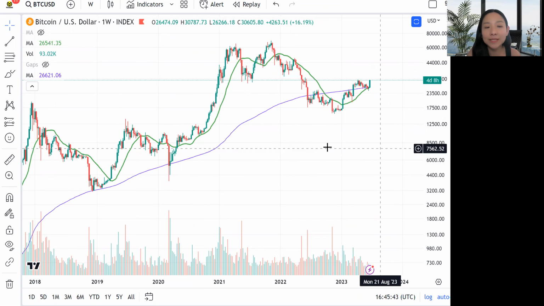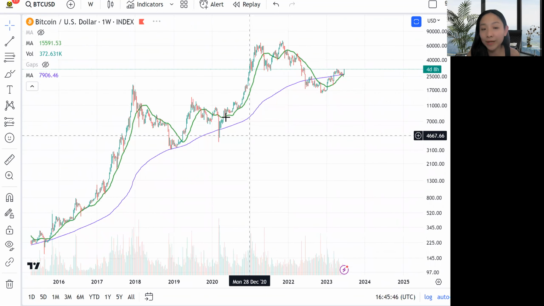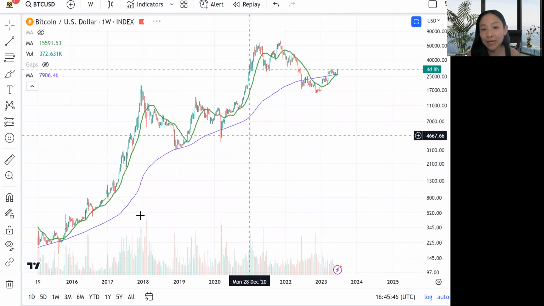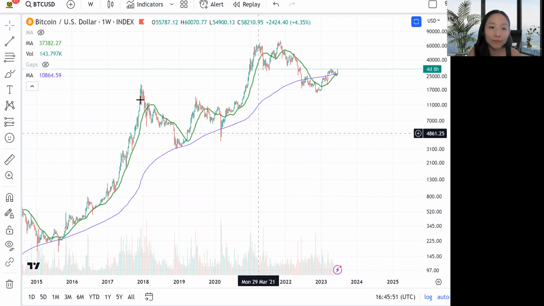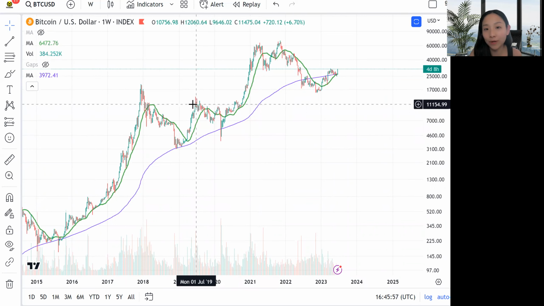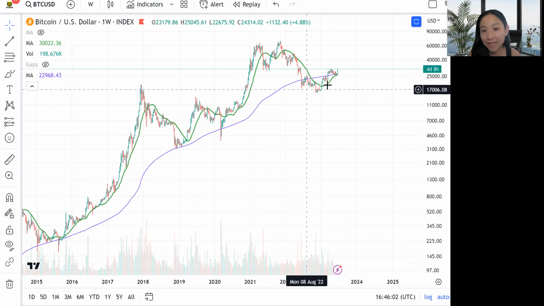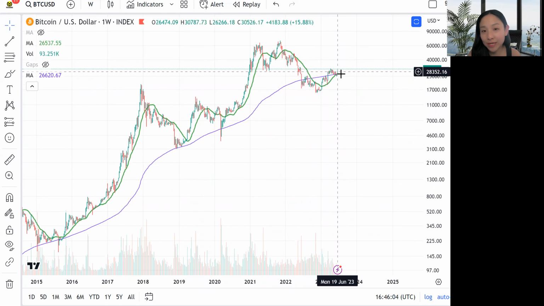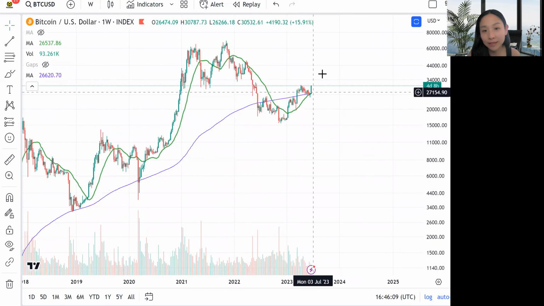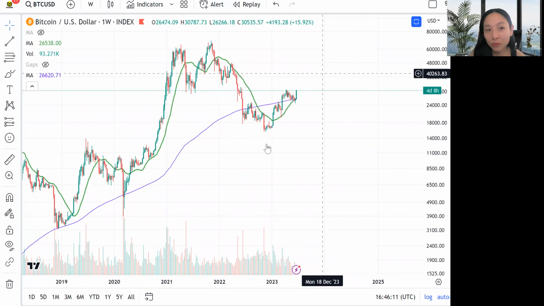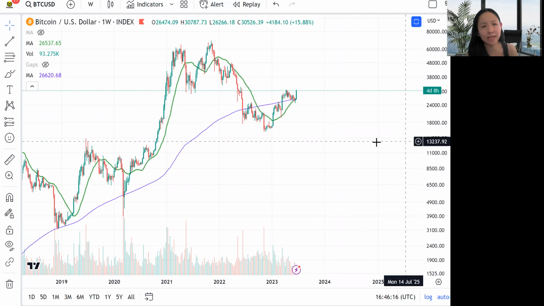Now you can see the direction of the moving average. When it turns up, this is our bull market. When the price goes above, we will have one wave of going up. We go above, hit this moving average as a support line, and then it goes all the way up again. So now we are at around 30K right now.